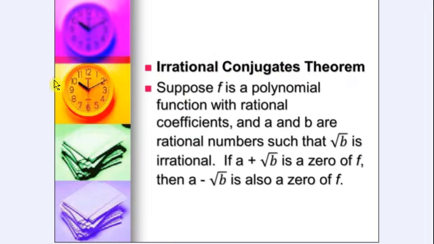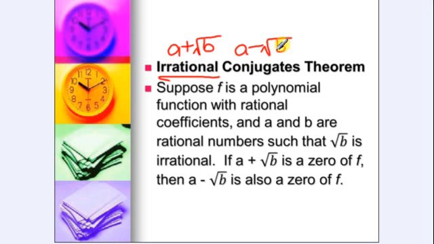We also have an irrational conjugates theorem. If you remember, irrational numbers would be something like a real number plus an irrational number, the square root of b. And its conjugate would be a minus the square root of b. When you multiply irrational conjugates together, the irrational numbers all cancel, and we're left with a rational number.